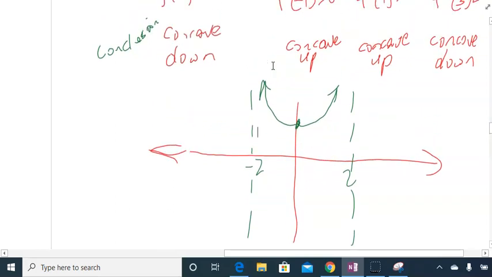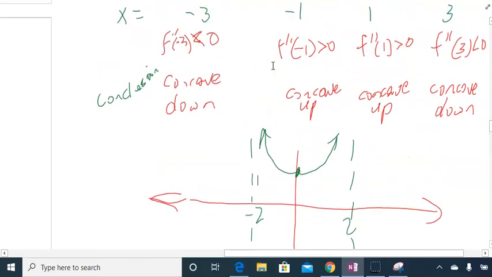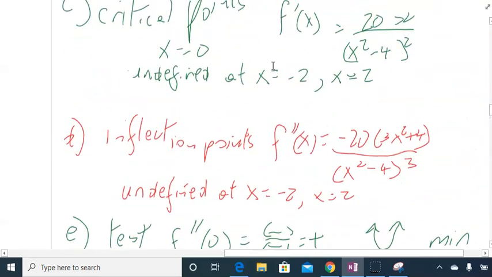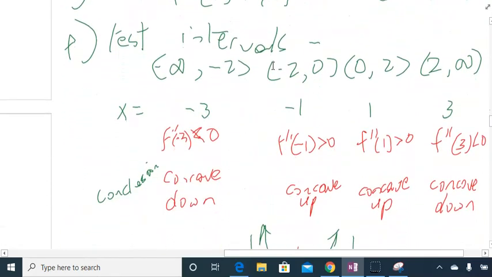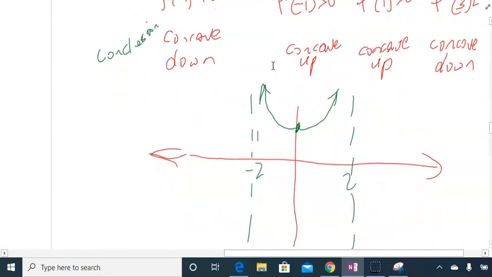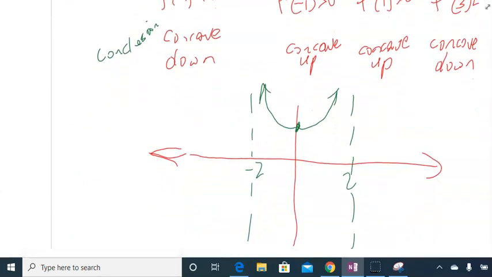So where did we have, we had a horizontal asymptote at 2, so we want to draw that in as well.